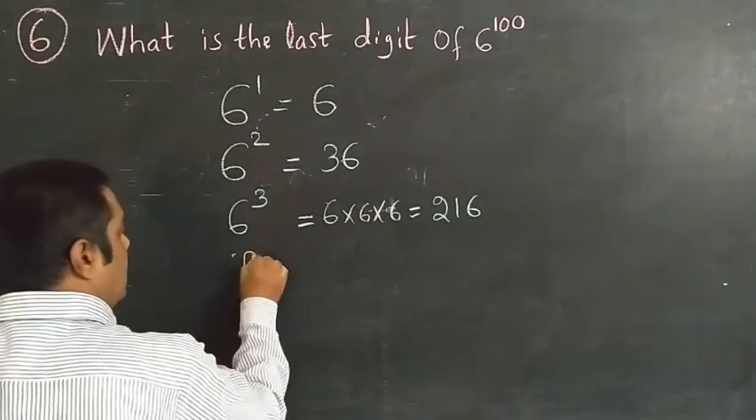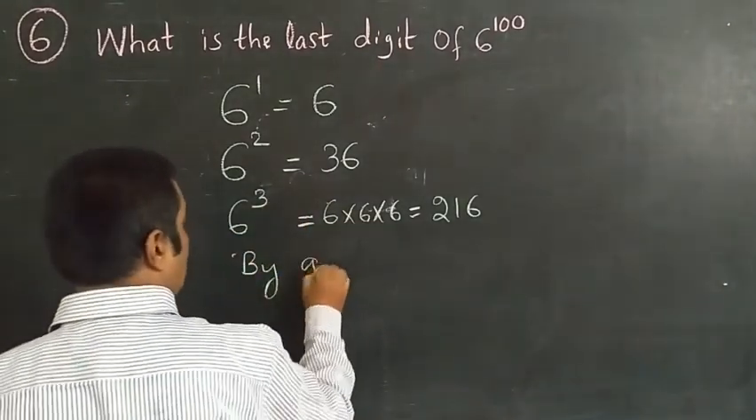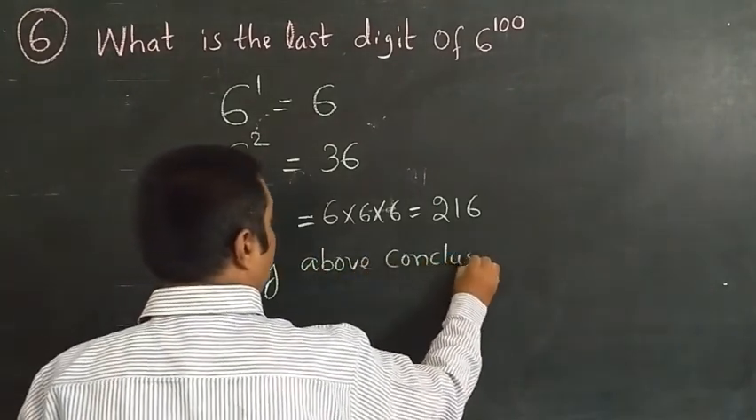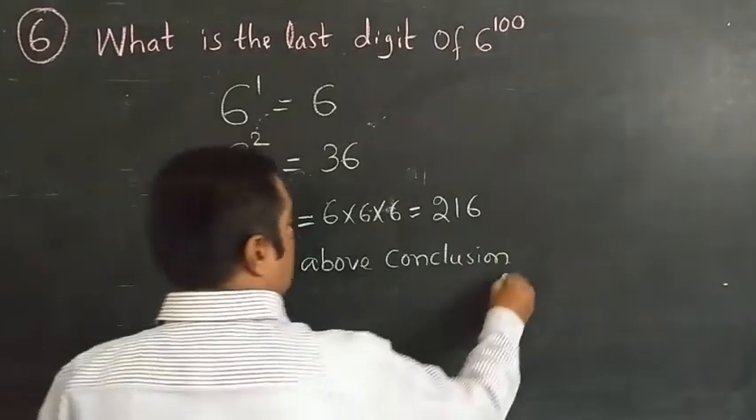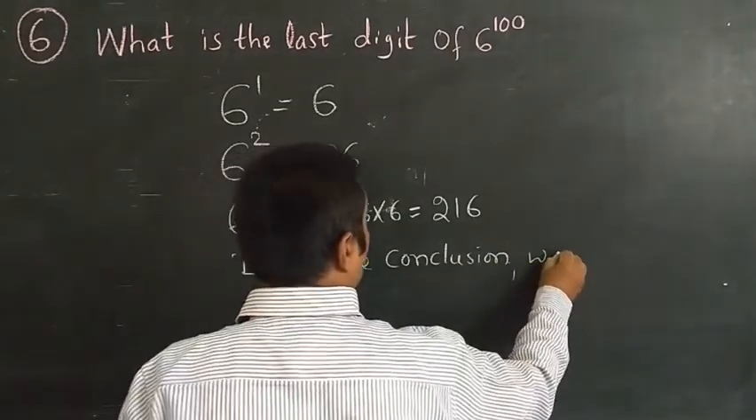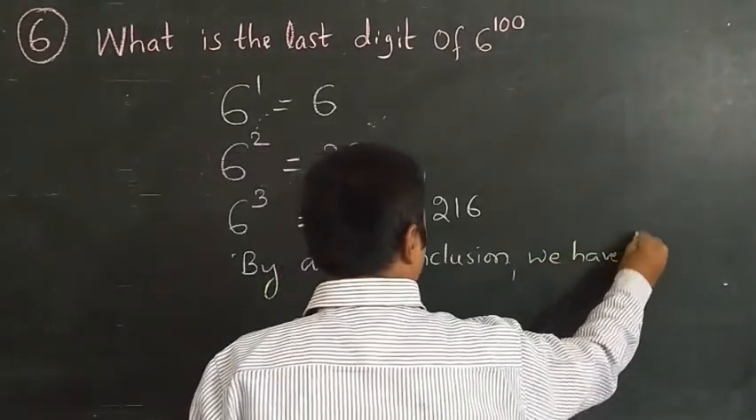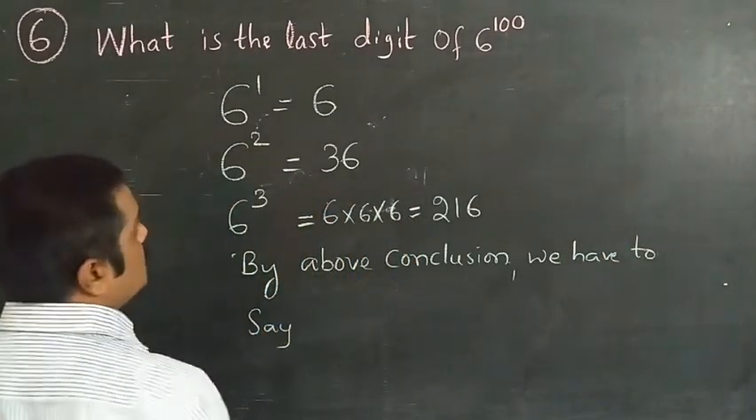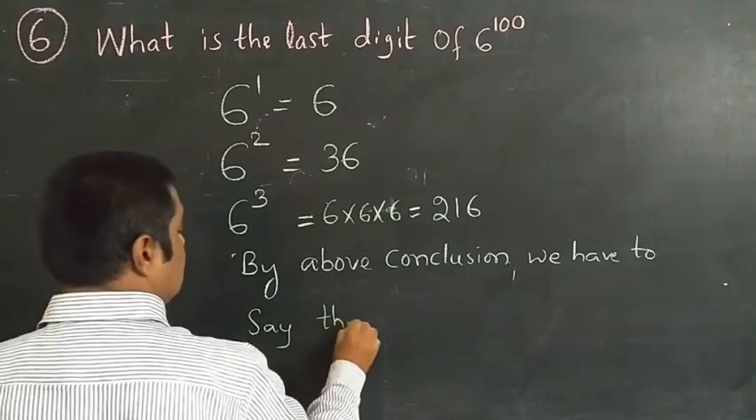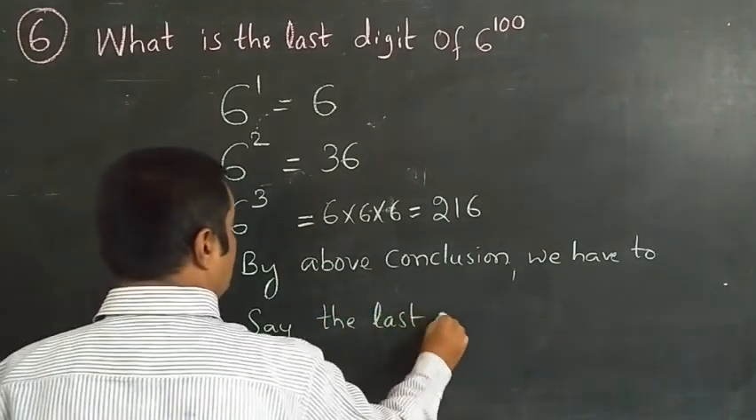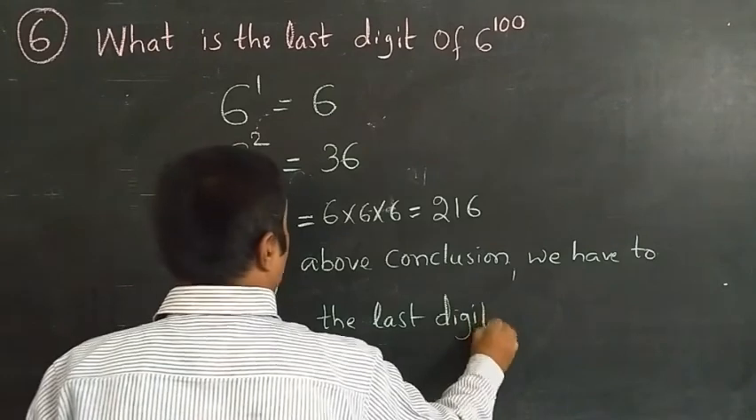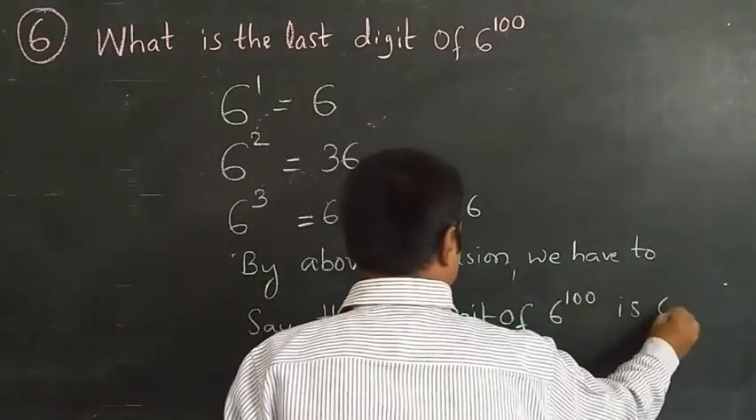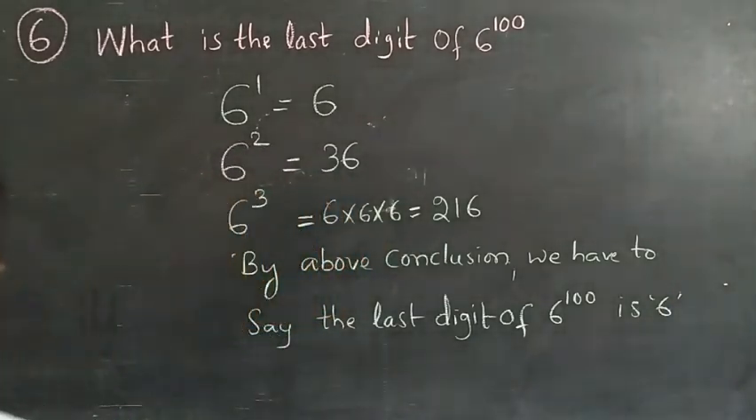So, by the above conclusion, we have to say the last digit of 6 to the power of 100 is 6. Okay, children, have you understood?